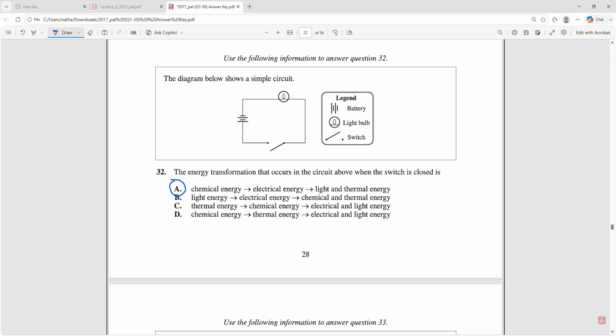So our battery is the source of the power, and batteries store chemical energy. When the switch is closed, electrons that have that potential energy are allowed to flow. So now we have movement of electrons. So then we get electrical energy, and that electrical energy lights up our light bulb and also produces some excess heat. So there we have it. Okay, next question.